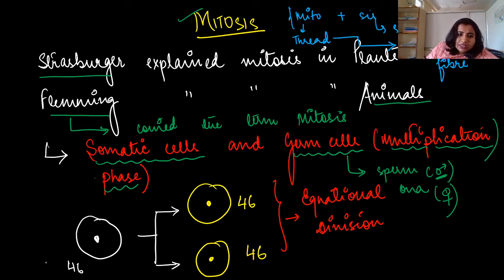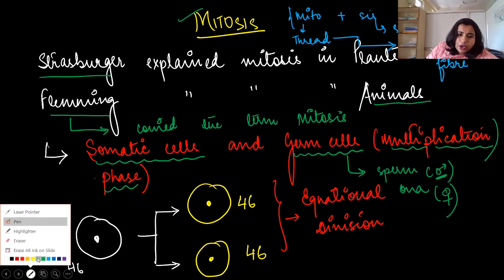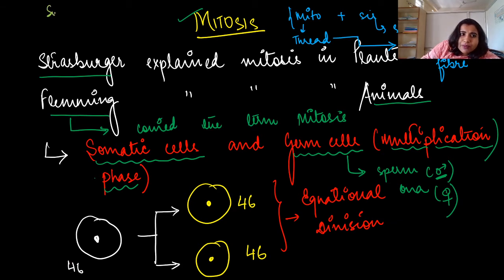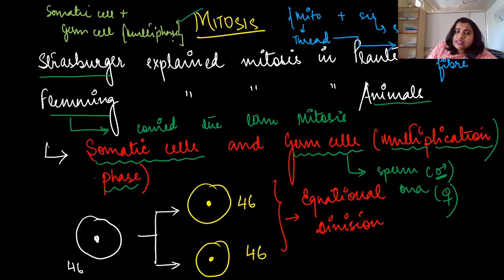So where does mitotic division take place? It takes place in two phases, that is your somatic cells plus germ cells, and in germ cells it takes place in your multiplication phase. Don't forget to write multiplication phase, otherwise the entire thing will be wrong, because for germ cells there is a specific division, we call it meiosis, which we'll be discussing in our upcoming classes. But in one phase, that is in your multiplication phase only, the cell undergoes mitotic division, right?